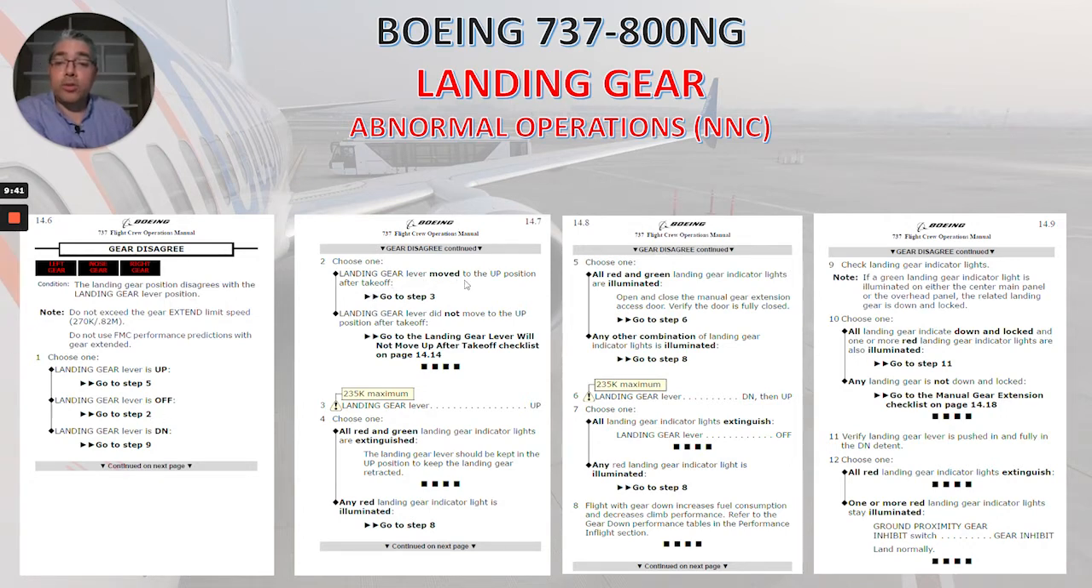Landing gear lever moved to the off position after takeoff. We'll go to step 3. Landing gear lever up. Choose one. All red and green landing gear indicator lights are extinguished.